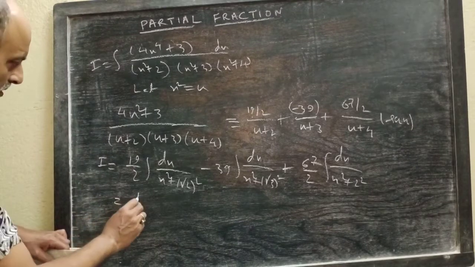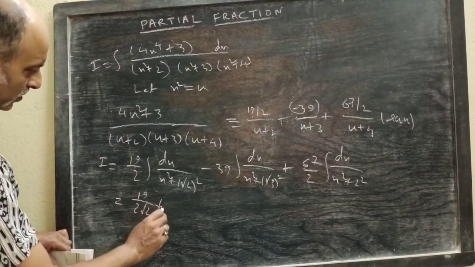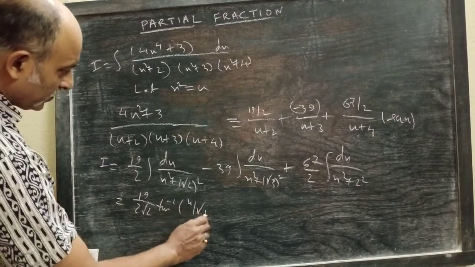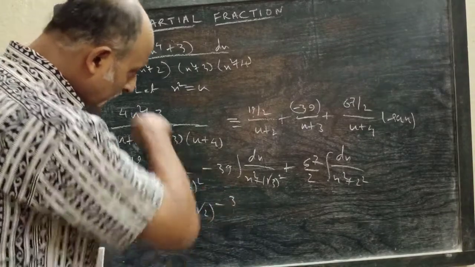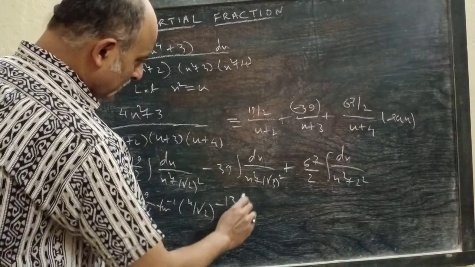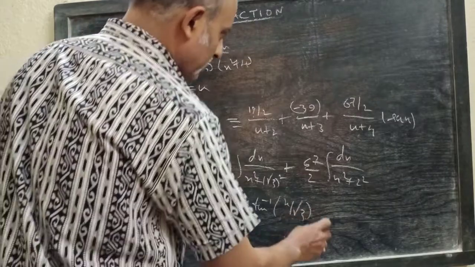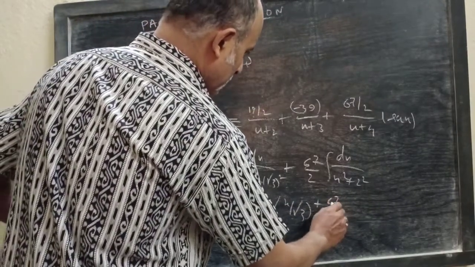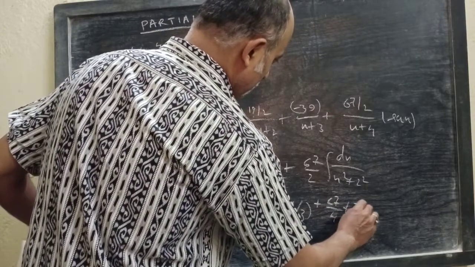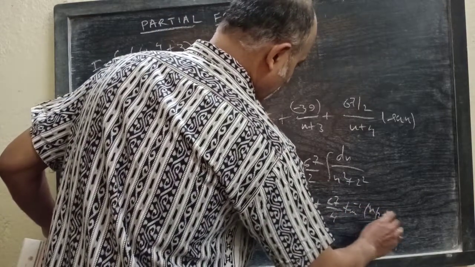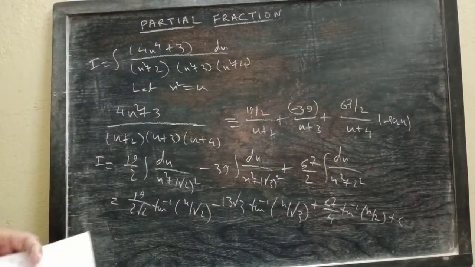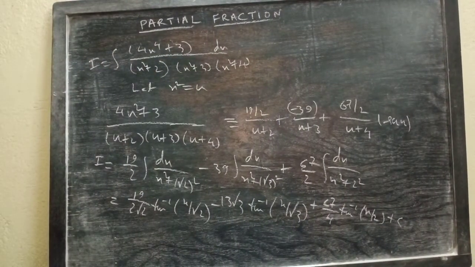Now 19 by 2 root 2 tan inverse of x by root 2, minus 13 by root 3, that is 13 root 3 tan inverse of x by root 3, plus 67 by 4 tan inverse of x by 2, plus c. This is our answer. 19 by 2 root 2 tan inverse of this, minus 13 root 3 tan inverse of x by root 3, 67 by 4.